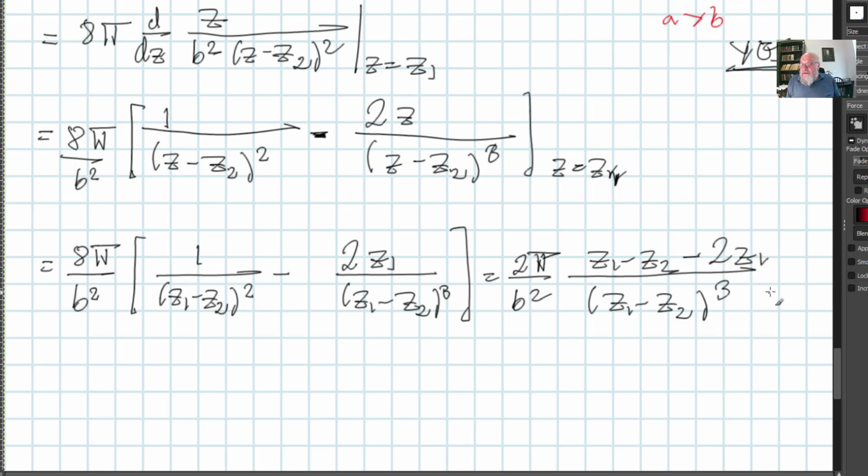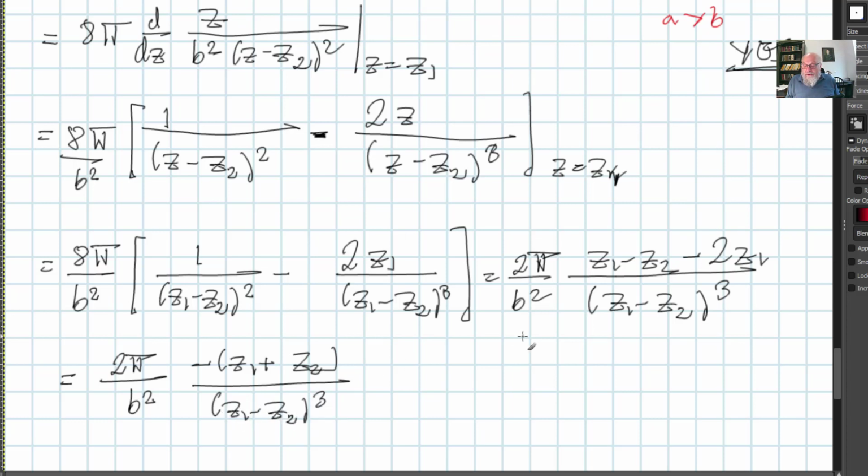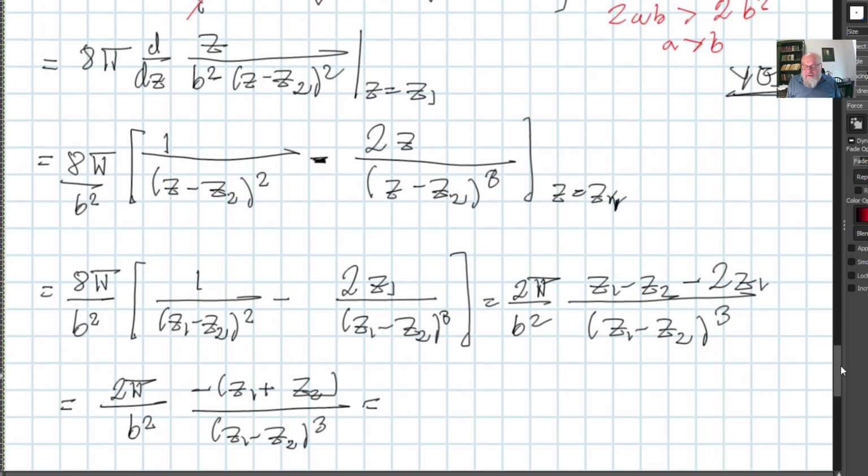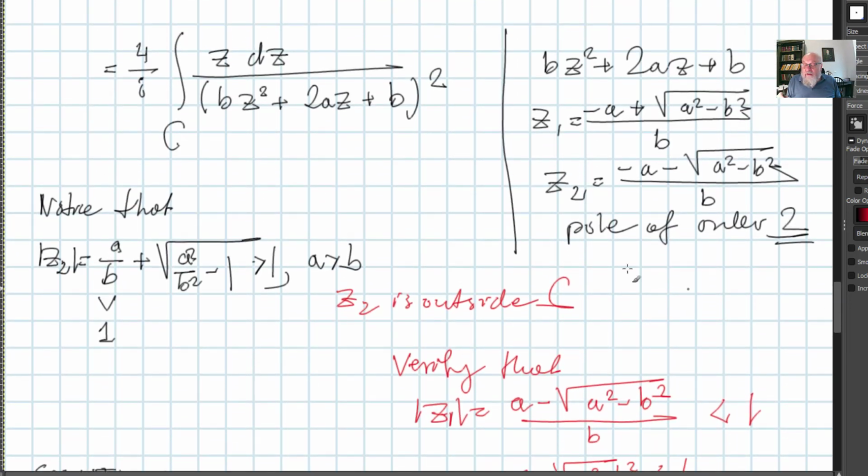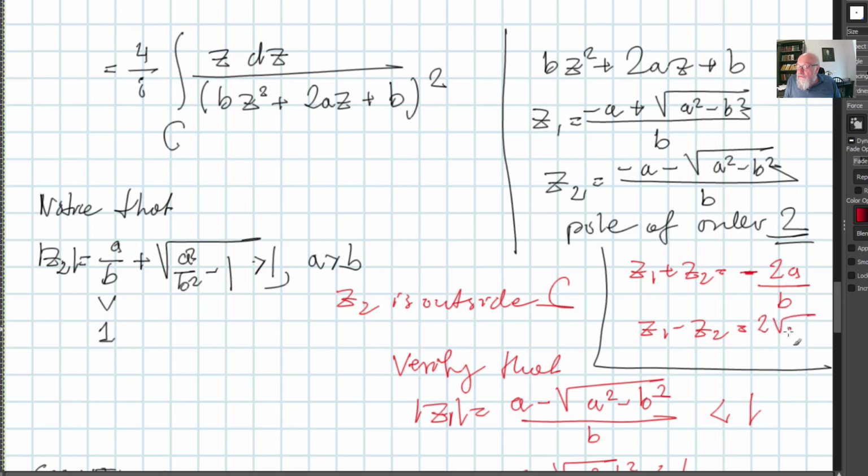And then I'm getting that this is equal to 2 pi divided by b squared, and here I'm getting minus, and this is z1 plus z2, and here I have z1 minus z2 cubed. Let me check what is z1 plus z2. Let's write it down. z1 plus z2 is equal to minus 2a over b, and z1 minus z2 is equal, one moment, I have to separate it, so this one is positive. So this will be 2 square root of a squared minus b squared divided by b.